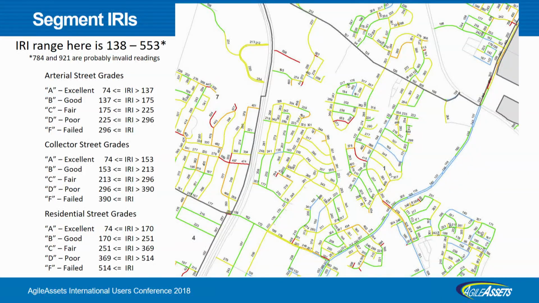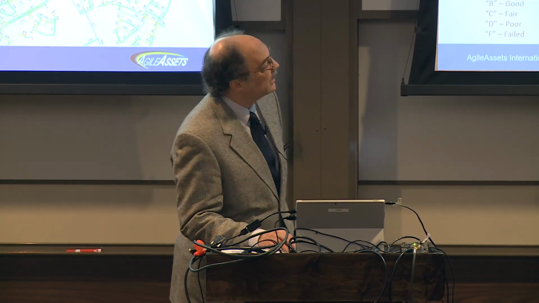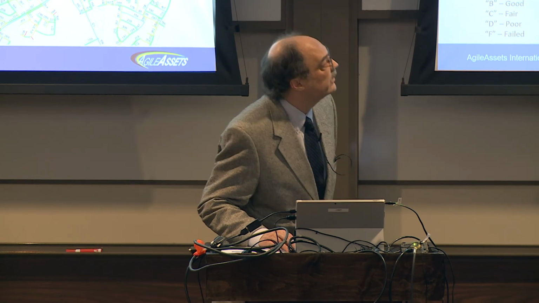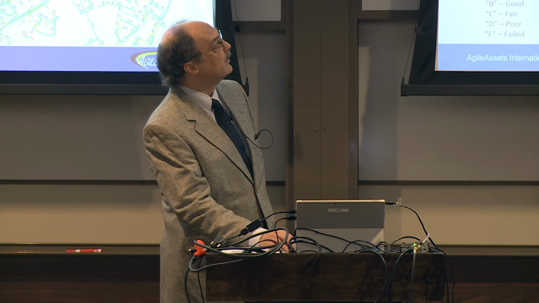So here are the segment IRIs, and we grade the arterials more harshly than the collector streets and relax even more on the residential streets. Most of these are residential with a few collectors sprinkled in there, so they're mostly following this. Our IRIs are probably quite a bit higher than your highway desired IRIs, but in the urban setting, these numbers are not that outrageous. Most of them are in the 100 to 200 and 300 range. That's kind of the bulk of what we see, with just some of our worst streets sticking out into the 400 and 500 IRI range.